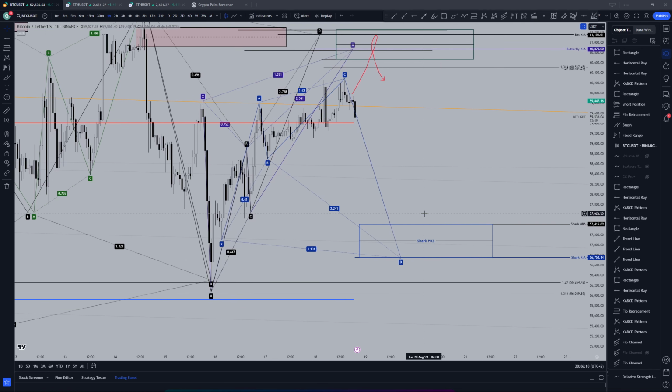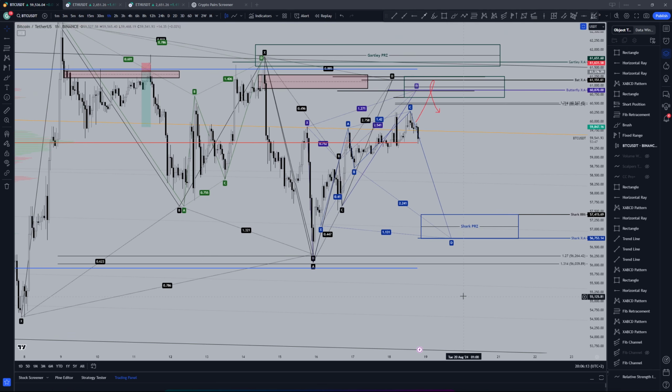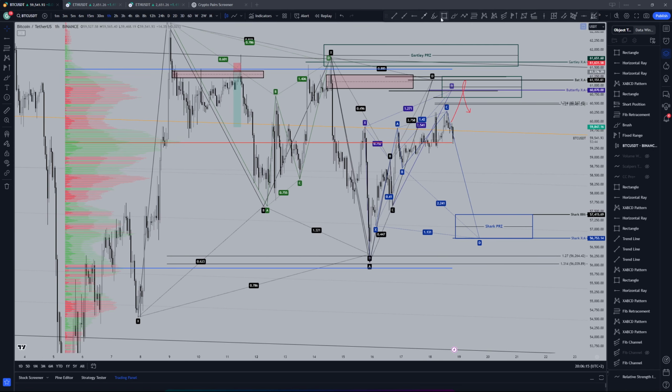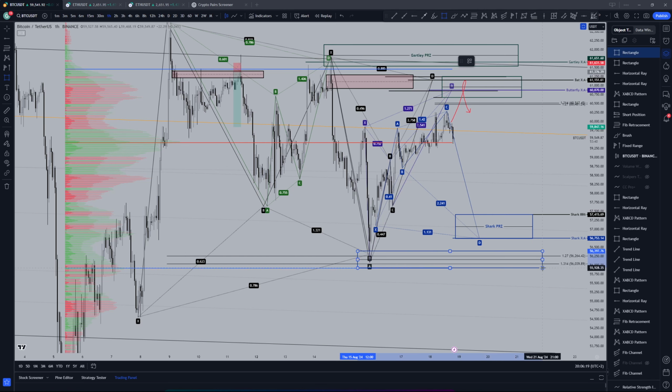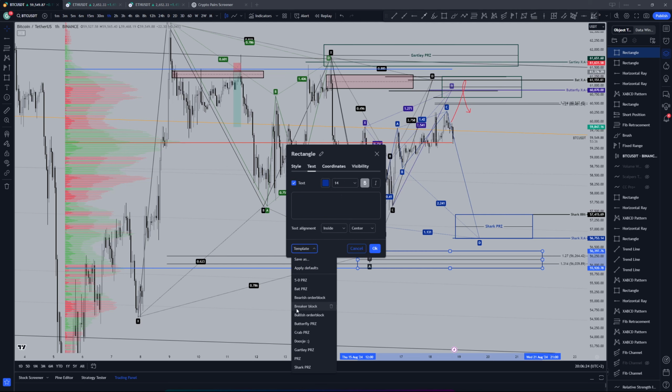I think this is gonna be a very good level. If we bounce anywhere, it's either gonna be on this shark, or it's gonna be on this Gartley PRZ again, which we had kind of over here, because that was a really nice reaction on the first tab.